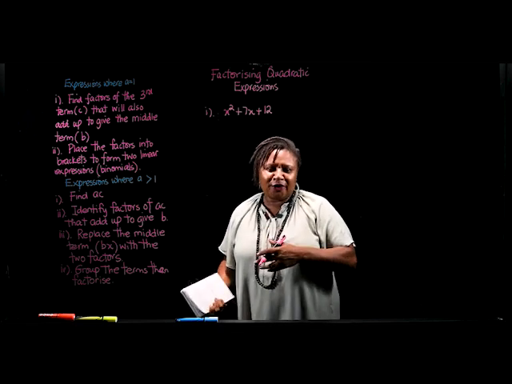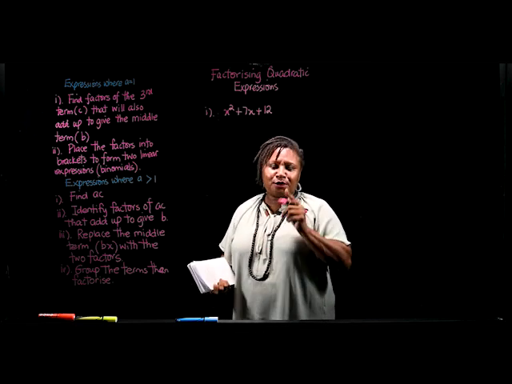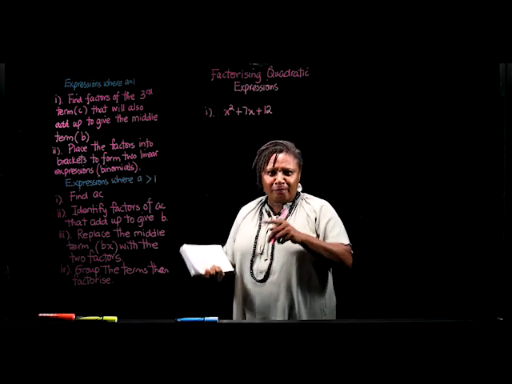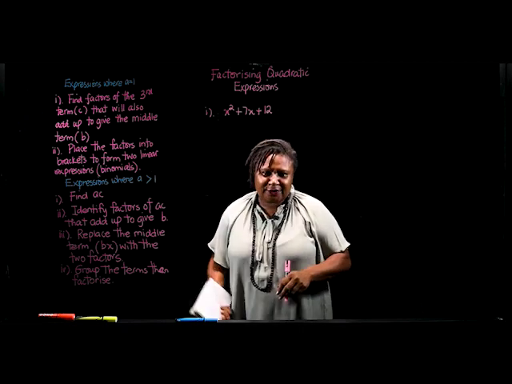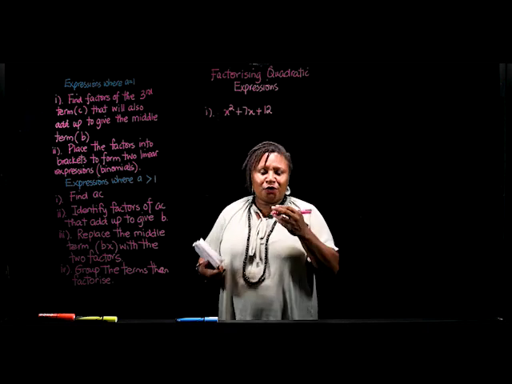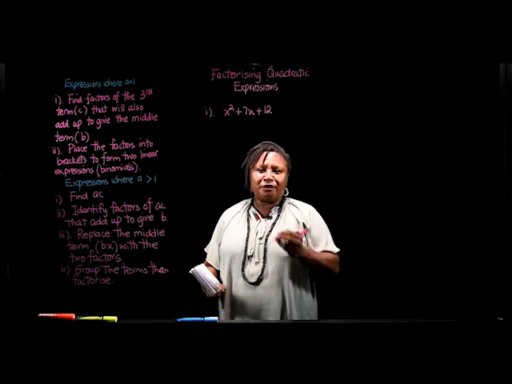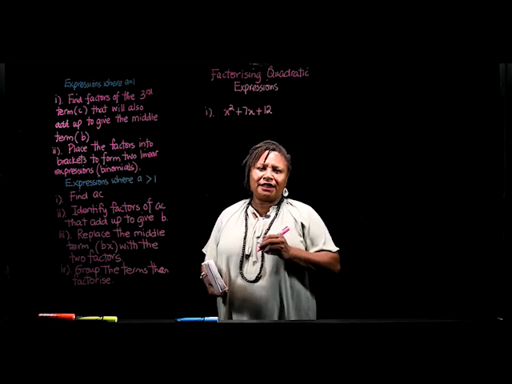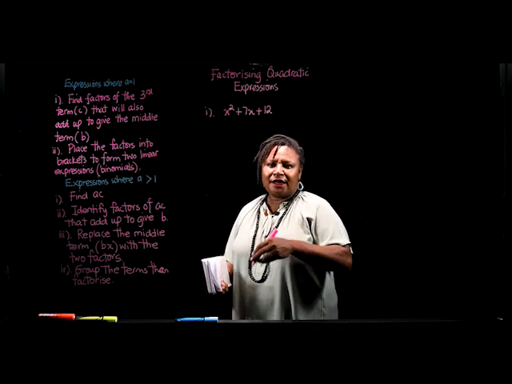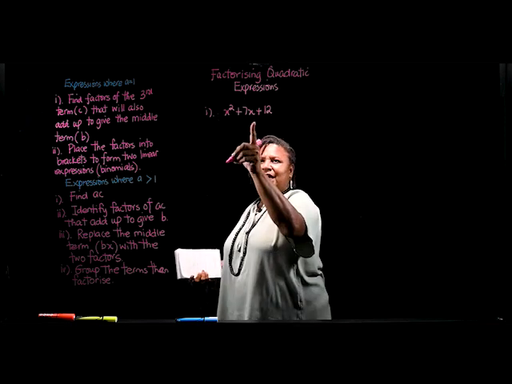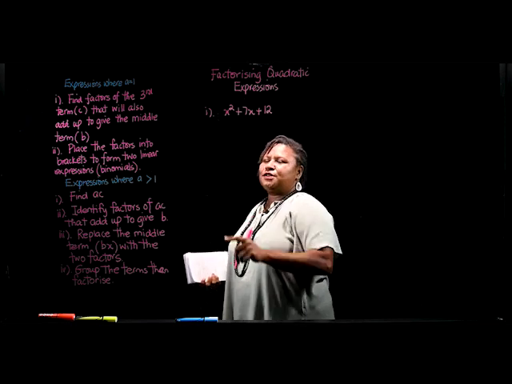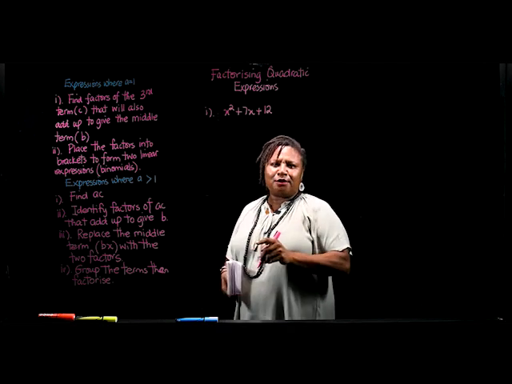Now, when we are factorizing, we are trying to find the two linear expressions that were multiplied together to give us this expression. This is very important because you have to know how to factorize before you solve a quadratic equation. Okay, now let's start. The third term in this expression is 12, so we are going to find the factors of 12.